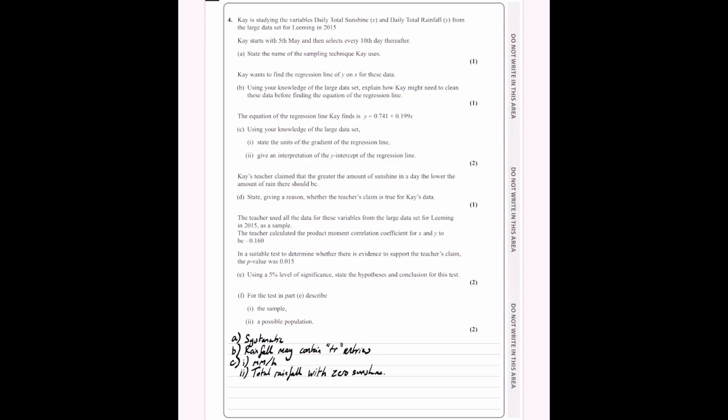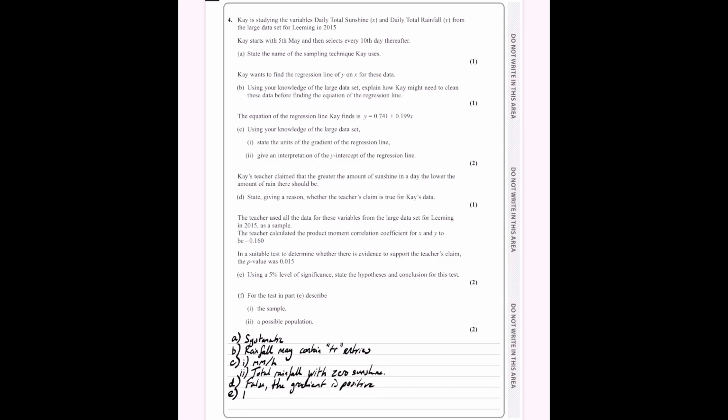For D, well, looking at that gradient, that's a positive gradient, so we would expect the opposite thing to happen there. So the more sunshine, the more rain, although that does sound counterintuitive.